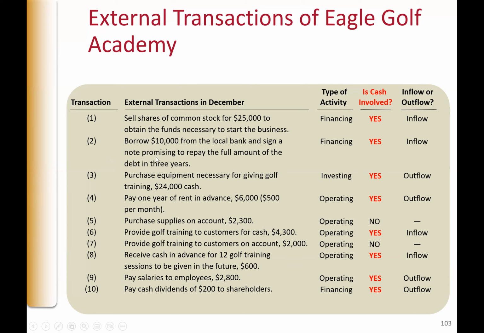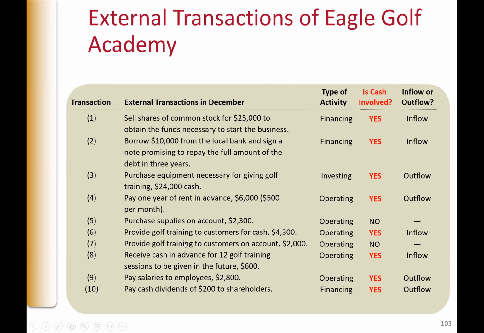When we purchase equipment for $24,000 for cash, yes, cash is involved. That's an investing activity, the purchase and sell of long-term assets or investing securities. When we pay 1 year in rent in advance, cash is involved. It's why the company's in business, it's operating. When we purchase supplies on account, cash isn't involved there, guys. We bought them, we haven't paid it yet. That would not be part of the statement of cash flows.